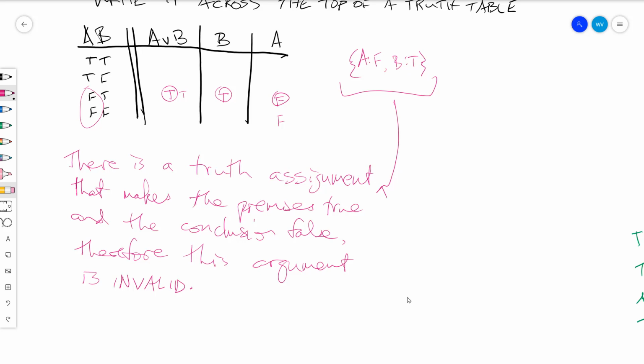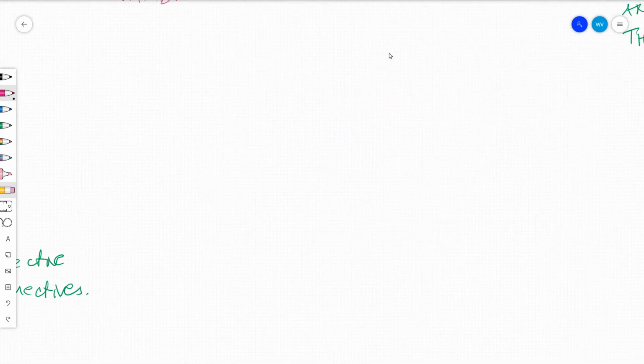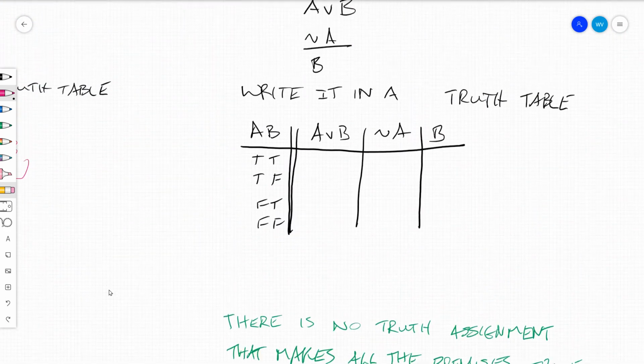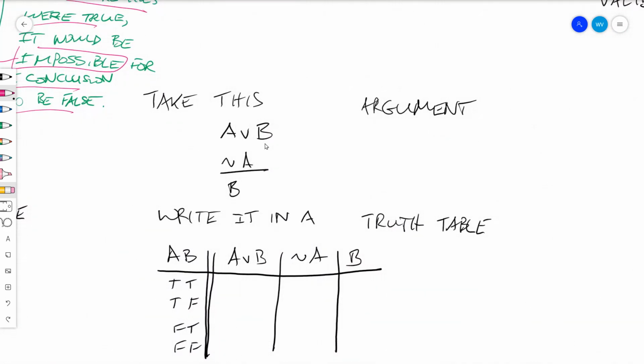Good, so that's how you prove invalidity. What about proving validity? Here's a valid argument.